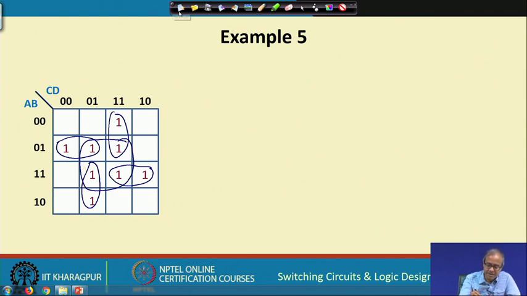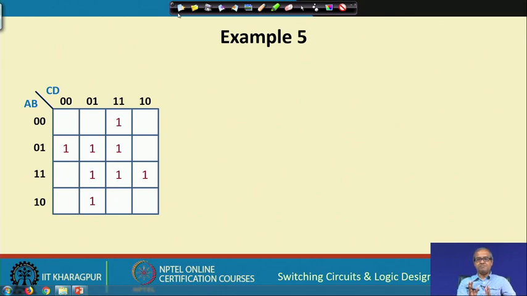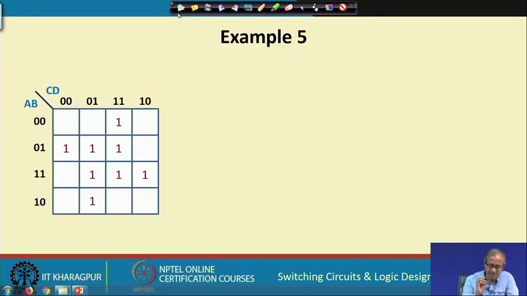See, let me again go back. Our first premise or assumption was that we try to make the cube as large as possible. Okay. The second thing I mentioned, that if I find that a cube is covering some cells which are already covered by some other cubes, then I can drop or delete this cube. I do not need this. Okay. You see, in this example, the first thing I am saying is that this is the largest cube.